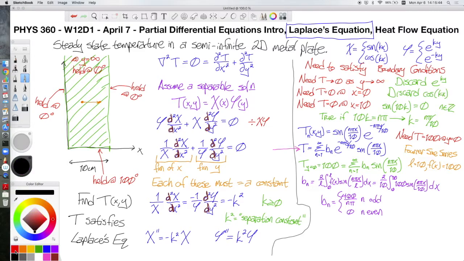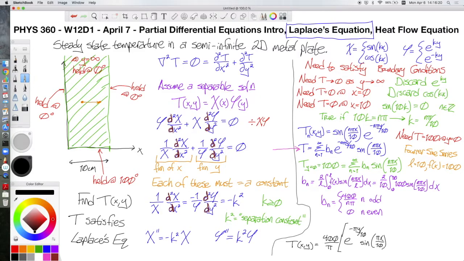And now that we have those values, we can plug them in and write our final answer for the temperature as a function of x and y. And we get the following. 400 over pi times, and I'm only going to include two terms here, and it will turn out that two terms is actually a pretty good approximation most of the time for this situation here. e to the negative pi y over 10 times the sine of pi x over 10.